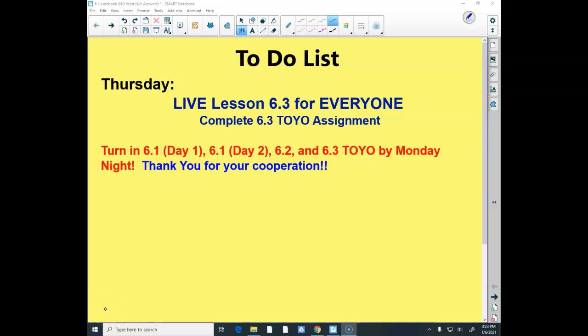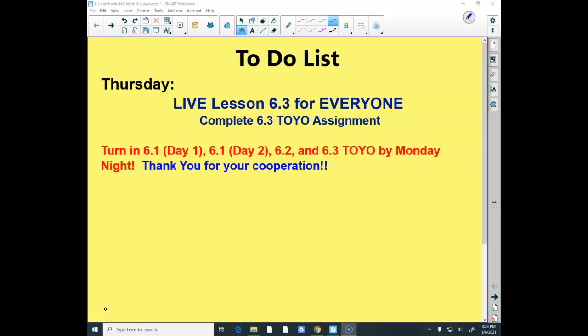Today we're going to be looking at the last lesson of the week, 6.3. It's actually called graphing piecewise functions. However, between today and tomorrow, which is pretty much a catch-up work day for you guys to get stuff done that you haven't had done, please make sure you're sending Mr. Myers and myself your work: 6.1 day 1, 6.1 day 2, 6.2, and today's lesson 6.3 by Monday night. Thank you for your cooperation.